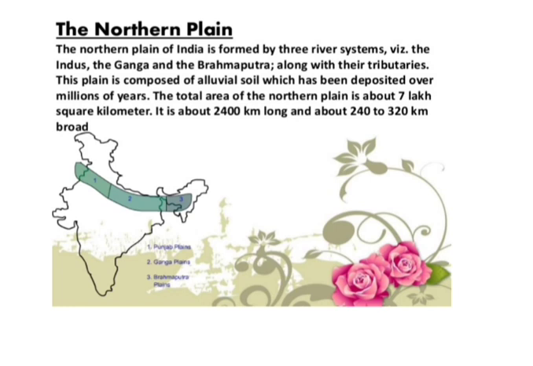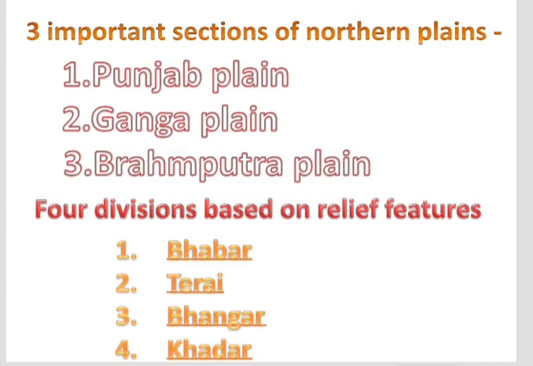Here, the rivers coming from the northern mountains are involved in depositional work. That's why, due to the gentle slope, the velocity of the river decreases, which results in the formation of riverine islands. There are three important sections of the northern plains.